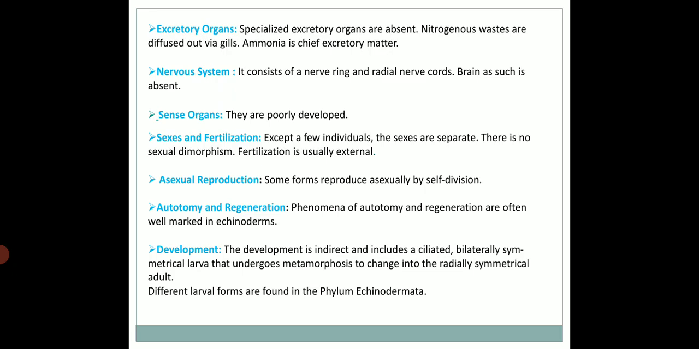Development. The development is indirect and includes a ciliated bilaterally symmetrical larva that undergoes metamorphosis to change into a radially symmetrical adult. There are different larval forms found in phylum Echinodermata.